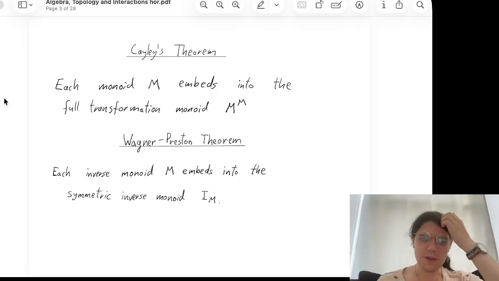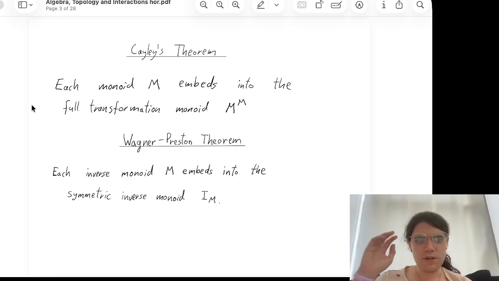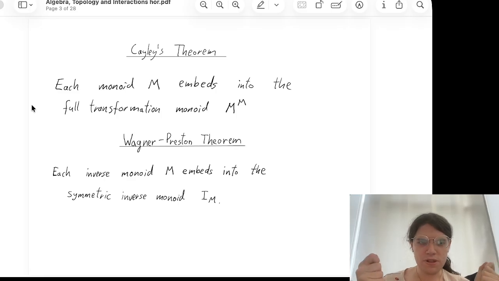Okay, so the way I'm going to think about them is using Cayley's theorem and the Wagner-Preston theorem, which is basically the same thing. Cayley's theorem, as I'm sure you all know from group theory, says that any group is a group of permutations of a set with composition of functions, and this generalizes to monoids. Every monoid is a set of transformations of a set together with composition of functions. And the Wagner-Preston theorem is just that for inverse monoids. So the way you think of an inverse monoid is as a set of partial bijections of a set together with composition of partial functions. And the inverse of a partial bijection is, of course, just what you get by inverting the partial bijection.